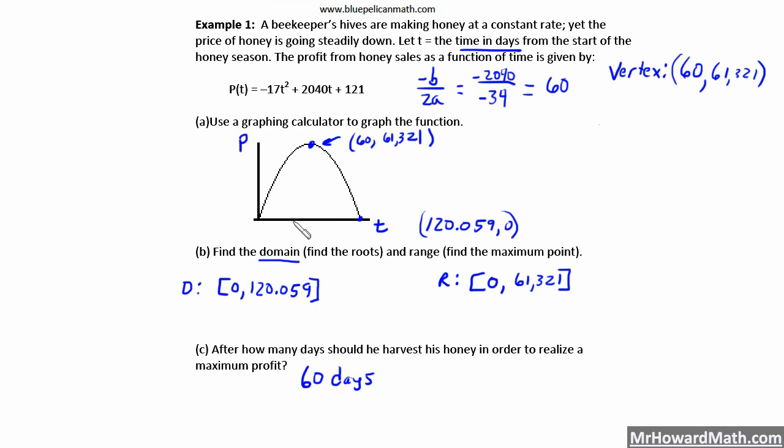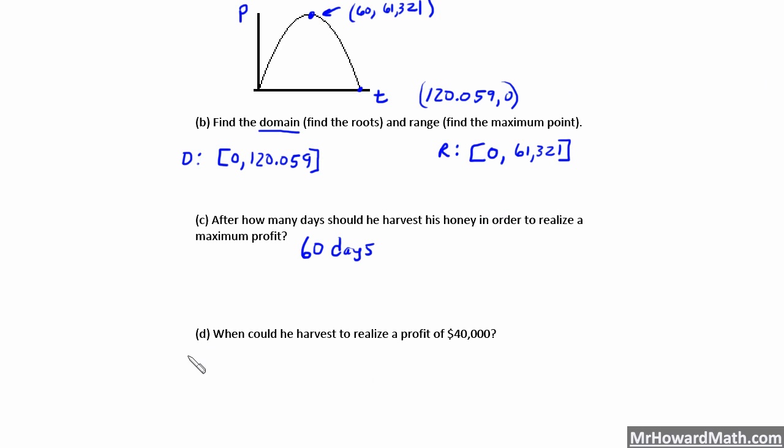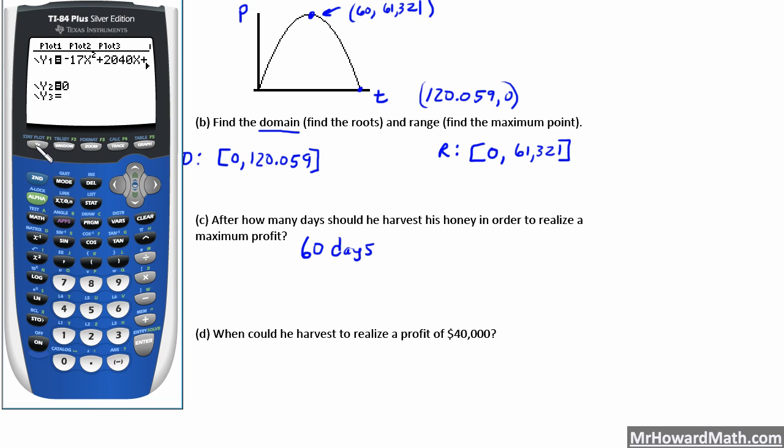Alright, let's look at the next part. Part D in our example here says, when could he harvest to realize a profit of $40,000? Well, here's what we're going to do here. We want a value of 40,000, right, on profit. So all we're going to do is use our calculator. We're going to come in here to y equals, and we're going to graph in y2, 40,000. So that's a horizontal line at y equals 40,000. Y-axis is our profit. We graph that, and we've got our P of t function, and now we have y equals 40,000 here.